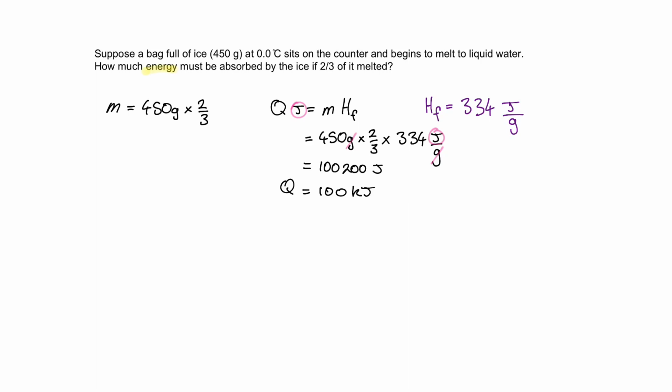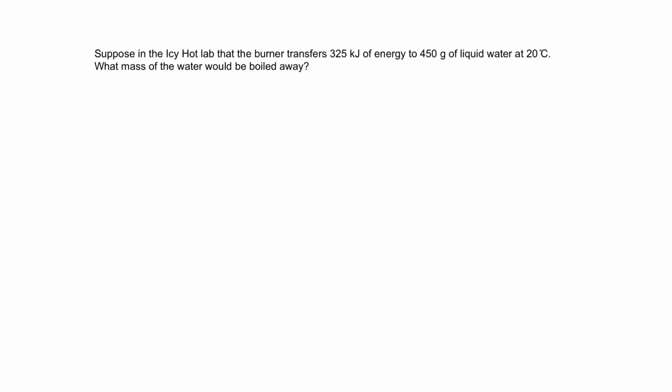Finally, we're going to go through our last example, which is another quantitative problem. This question says that suppose in the icy hot lab, the burner transfers 325 kilojoules of energy to 450 grams of liquid water at 20 degrees Celsius. How much of the mass of the water would be boiled away? So this question is asking us for the mass of water that's going to be boiled away. What we do know is the amount of energy that we've been supplied with the system. So how do we solve this one?